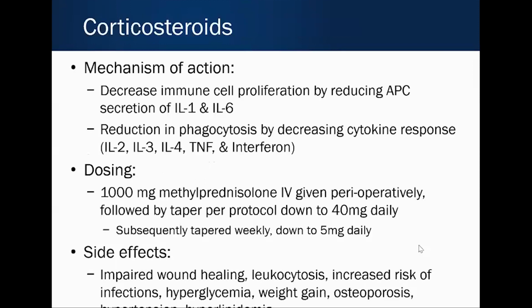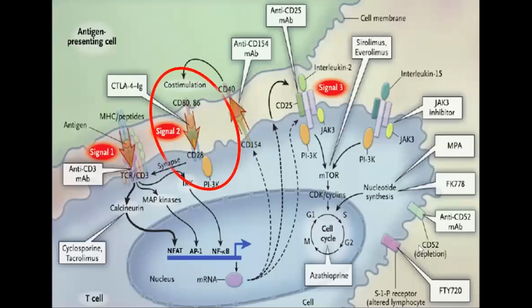Then looking at our corticosteroids, they have the broadest mechanism of action to decrease the immune cell proliferation through inhibiting various interleukins and cytokines. Again, we give the 1 gram methylprednisolone dose perioperatively and then following the taper. Side effects of steroids, I feel like, are much more well known, so I'm going to skip past that.